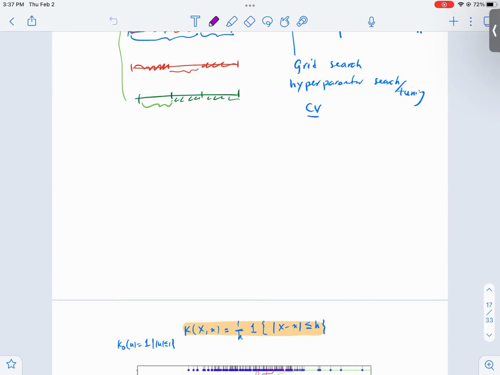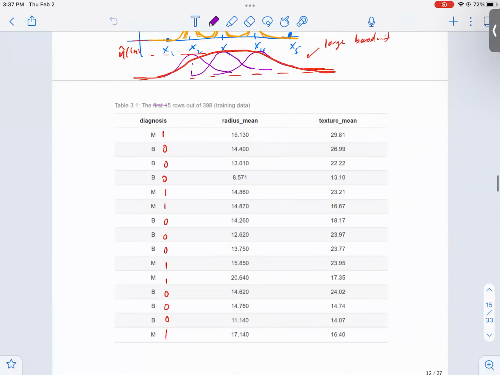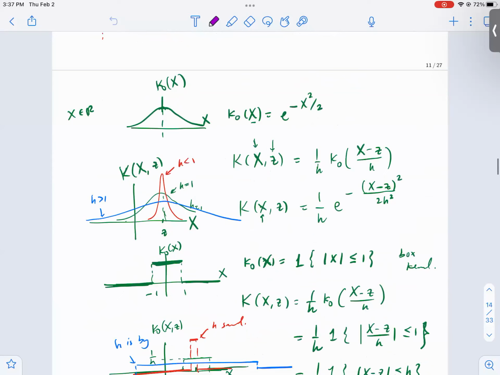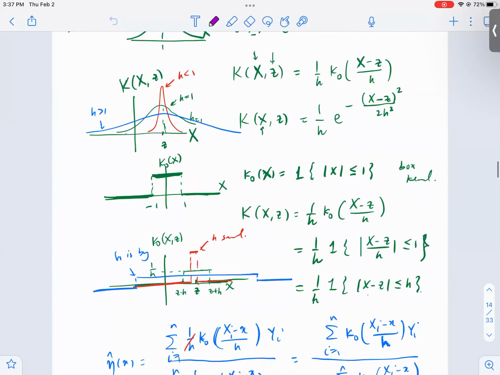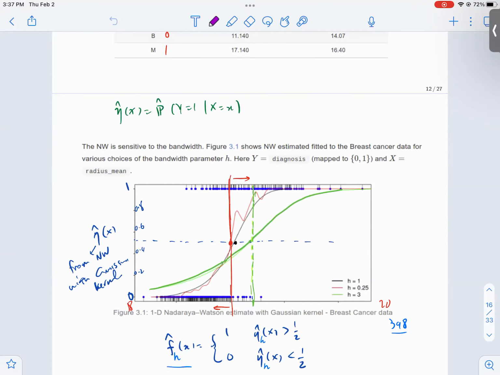So last time we talked about the idea of Nadaraya-Watson estimation of the regression function using these kernels, translation invariant kernels. Each one has a bandwidth h, and we translate and rescale one particular kernel by bandwidth h. So this was what they look like.